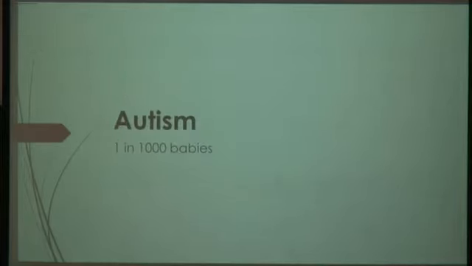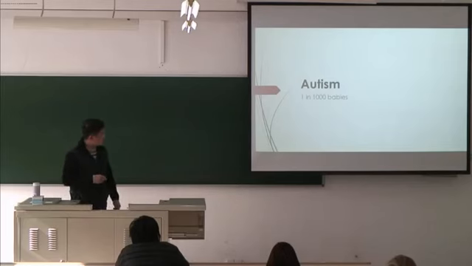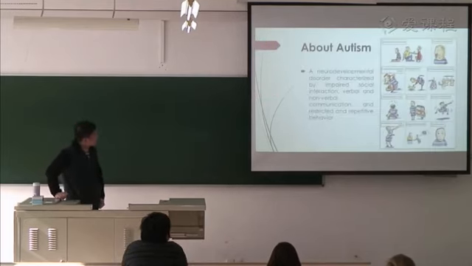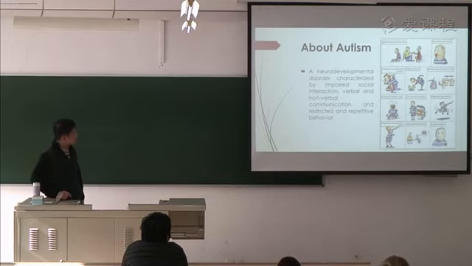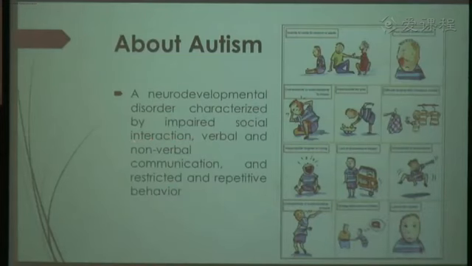The last genetic disorder I want to introduce is autism, as we've already seen in the video, which has an occurrence of 1 in 1,000 babies. Autism is a neurodevelopmental disorder characterized by impaired social interaction, verbal and nonverbal communication, and repetitive behavior. As you can see in the video before, the kid tries to avoid contact with the dog. It's a type of impaired social interaction, or nonverbal communication.